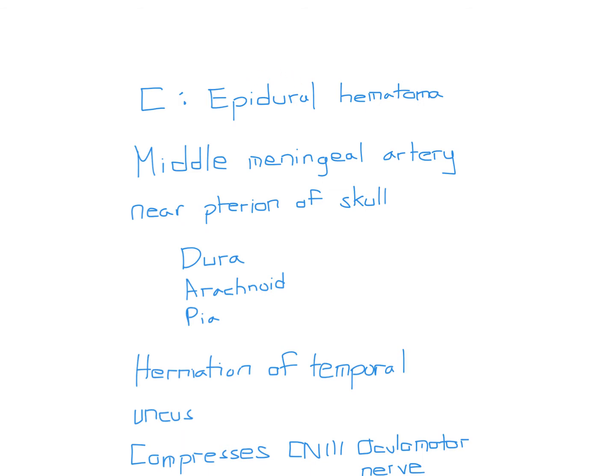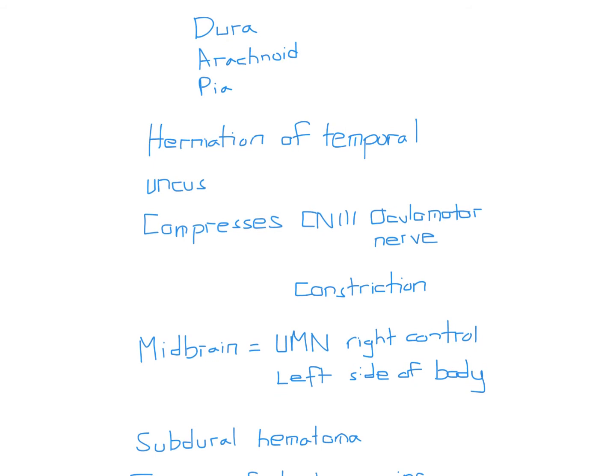Now for this, there's 3 parts of the meninges, which are the things that cover the brain. And so it's going to consist of the dura, arachnoid, and pia layers. And so this is just going to be above it. So epi is above the dura, so it's going to be above here. So that's how you get this bleeding. And so what happens to cause the presentation is the herniation of the temporal uncus.